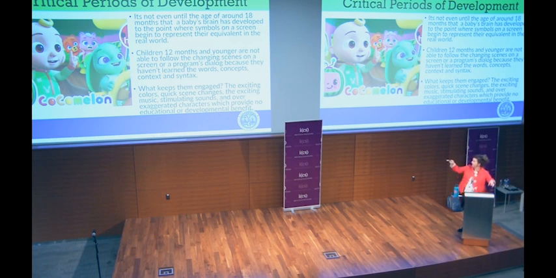And it's not even until the age of around 18 months that the brain understands that they see a cat or whatever that green thing is, I guess it's a turtle, that turtle on the screen equates to that turtle that's in the aquarium on their counter. They don't have that ability. And children 12 months and younger, they can't follow the changing scenes because they don't have the vocabulary to understand it. So what is keeping them engaged? The hyperstimulation. The exciting colors, the quick scene changes, the music, the beeps, the sounds, the over-exaggerated characters.